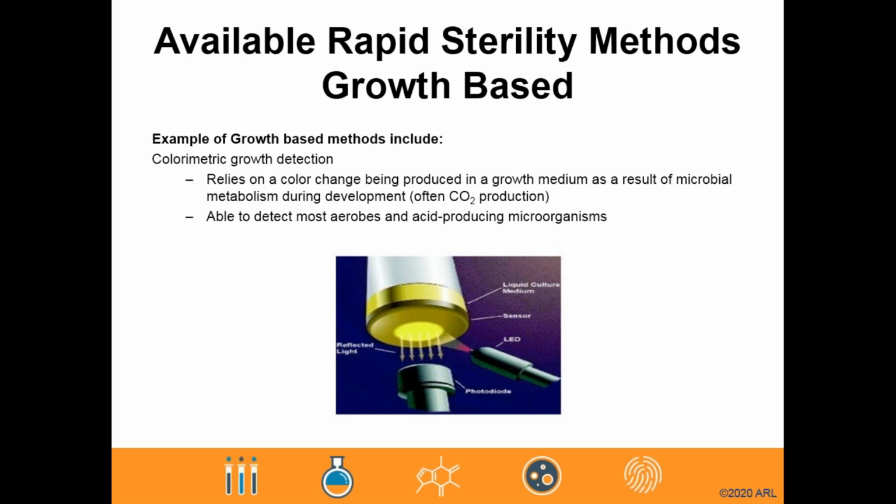The second type of growth-based rapid sterility testing methodology I will be discussing is that of colorimetric growth detection. This detection method relies on the color change being produced in a test media or assay materials as a result of microbial metabolism during their growth. This often specifically applies to CO2 production. This does limit the range of organisms that can be detected by this method based on their specific metabolisms. Systems are available which are able to detect most aerobic organisms as well as those acid-producing microorganisms such as lactobacilli or certain yeasts.